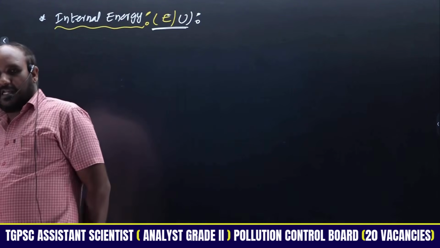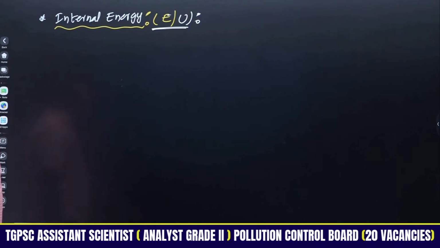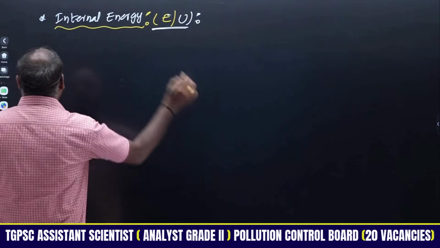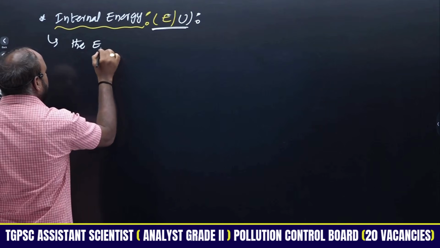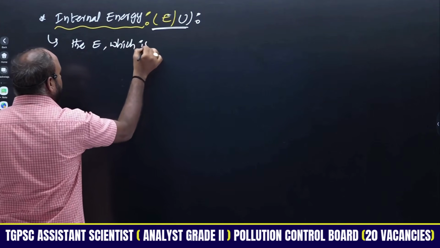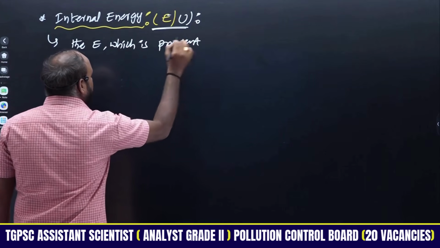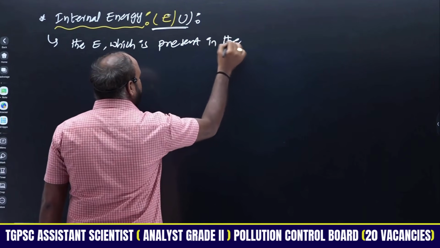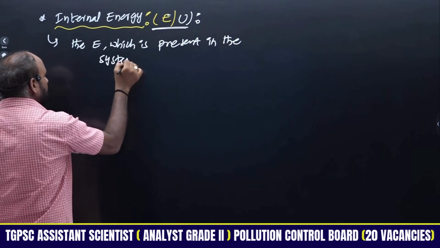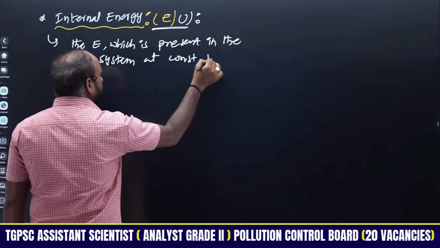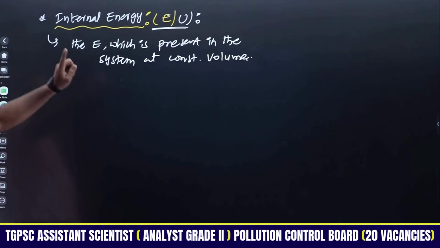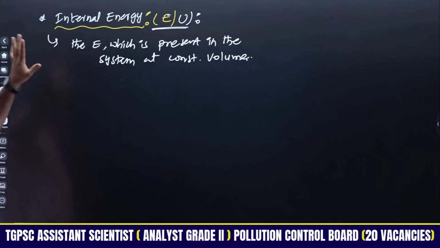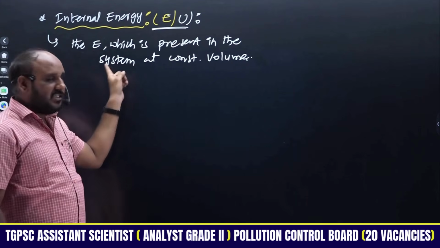So what is meant by internal energy? Simple definition: the energy which is present in the system at constant volume. Whatever energy is present in the system at a constant volume will be considered as internal energy. It is an energy which is present in the system.